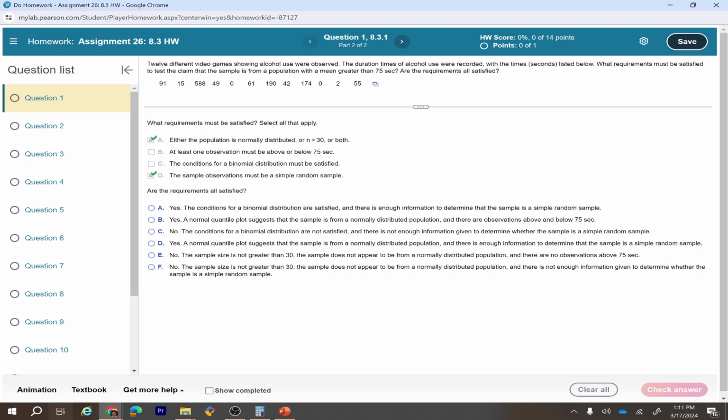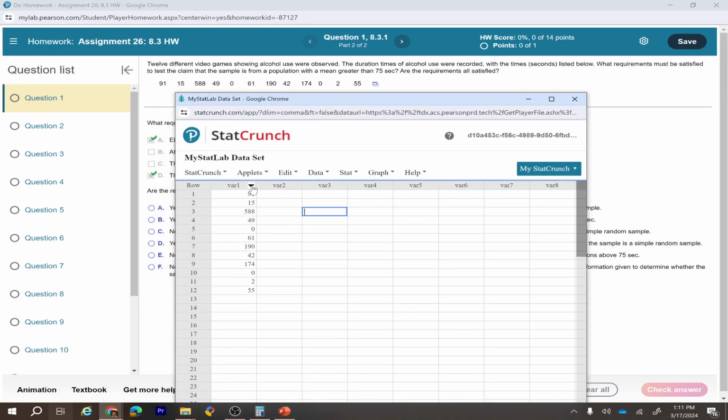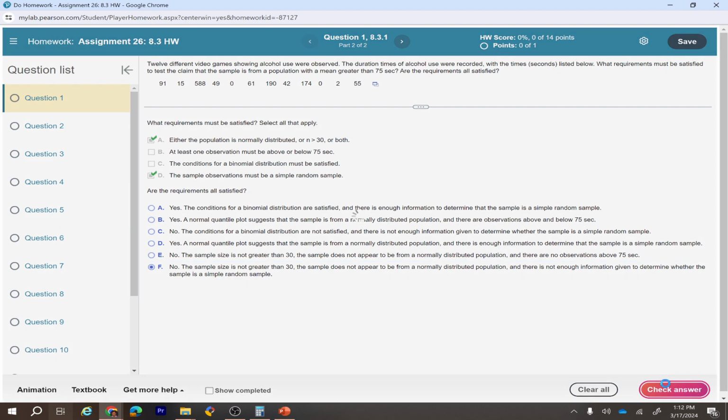But you have to choose which "no" it is. The options: no, the conditions for the binomial distribution are not satisfied; the sample size is not greater than 30; the sample does not appear to be from a normally distributed population; there is no observation above 75; and there is not enough information given to determine. If you check the data and sort the table in ascending order, you can see it doesn't look like normally distributed data. It just keeps growing. So the answer is the one saying the sample size is not greater than 30, and it does not appear to be normally distributed data.